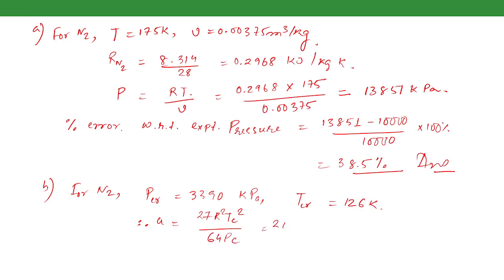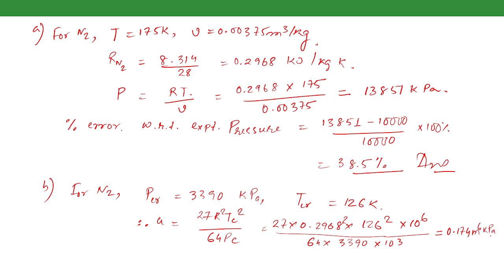So putting in this value, 0.2968 whole square multiplied by critical temperature whole square by 64 multiplied by critical pressure 3390. So this is 0.2968 in kilojoule, right? So 10 square will be 10 to the power 6 and 3390 is in kilopascal, so 10 to the power 3. It gives the value of 0.174 meter cube to the power 6 kilopascal per kg square.